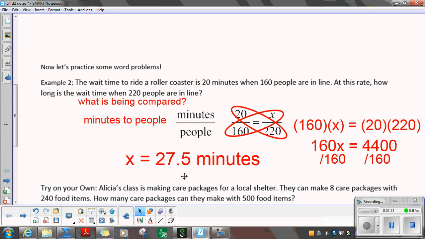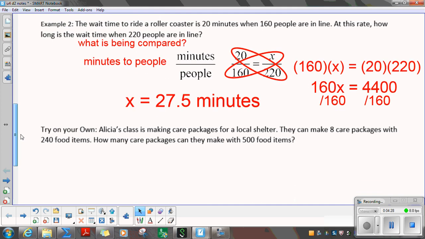Okay? So with word problems, you got to make sure you label your answer. What is it representing? Alright, so now you're going to try a word problem on your own.